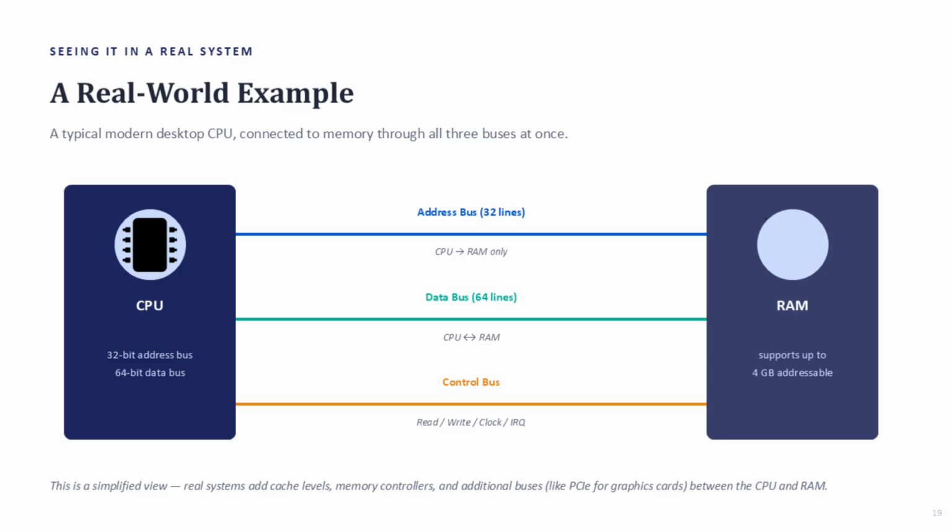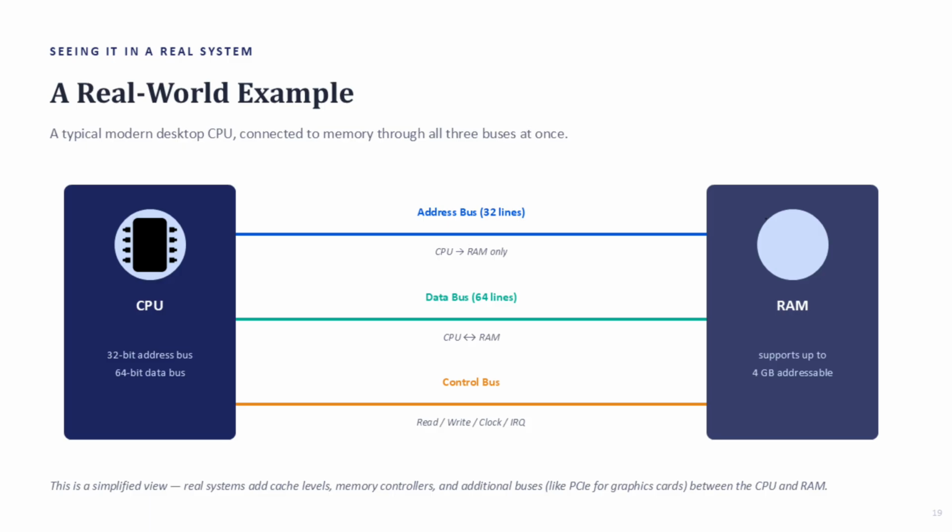Let's begin with the address bus. In this example, the CPU uses a 32-bit address bus. That means it can generate 2 to the power of 32 unique memory addresses, allowing it to directly address approximately 4 gigabytes of memory. Every time the CPU wants to access information, it first places the required memory address onto these address lines. Remember, the address bus always carries information from the CPU to memory. Its direction never changes.